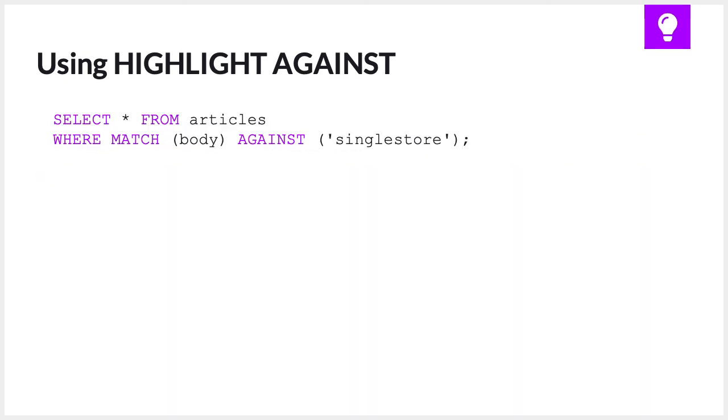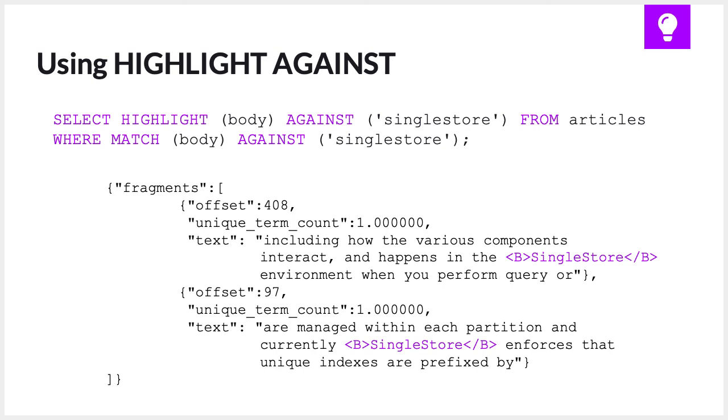Here is the query from before where we search for articles containing the keyword SingleStore in the body. Instead of selecting all, we can replace the star with a highlight statement, so we are now selecting the JSON blobs the highlight function returns. Now, this is just one JSON object, essentially one row or document where the search term was found.